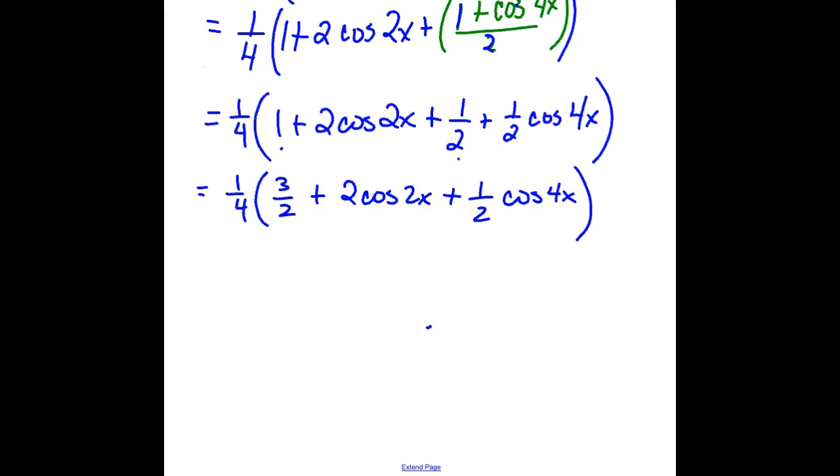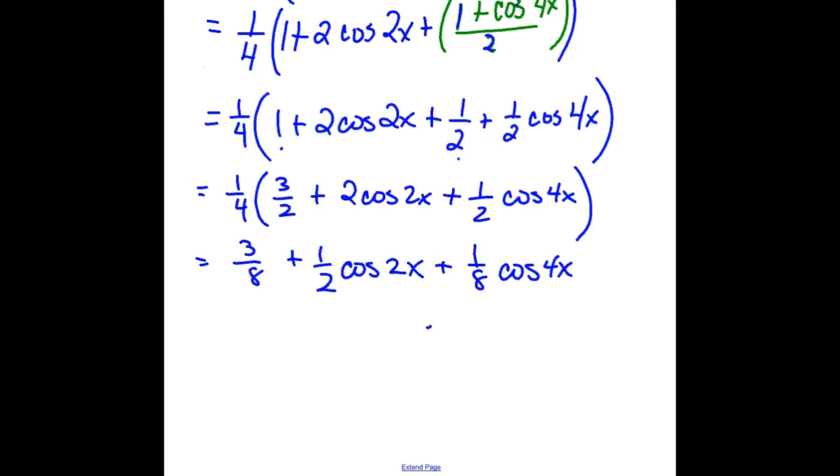Okay, now, if we were to distribute the 1/4 into everything inside, we end up with 3/8 plus what? 2/4 or a half? 1/2 cosine of 2x plus 1/8 cosine 4x. And I'm okay with you stopping there if you want.